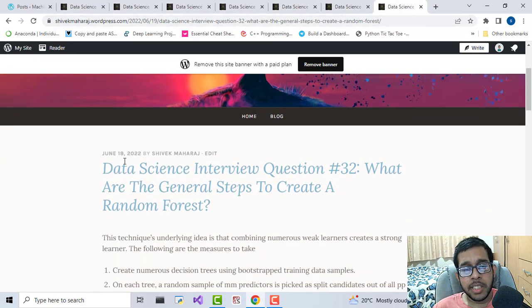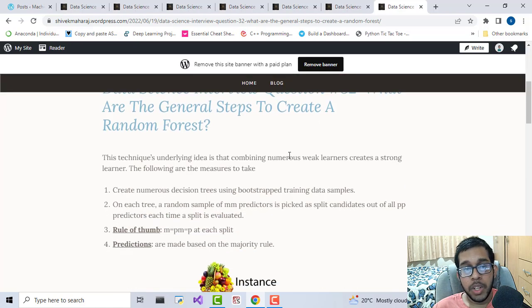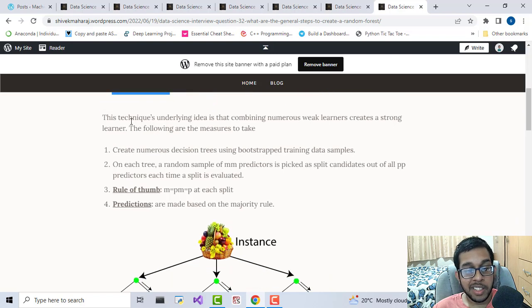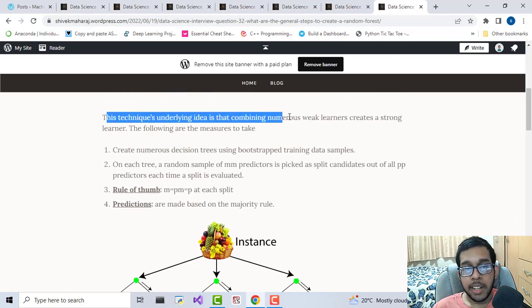So data science interview question number 32. What are the general steps to create a random forest? Here are some steps. This technique's underlying idea is that combining numerous weak learners creates a strong learner. The following are the steps to take.